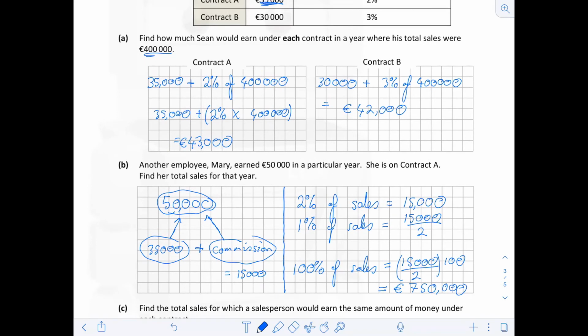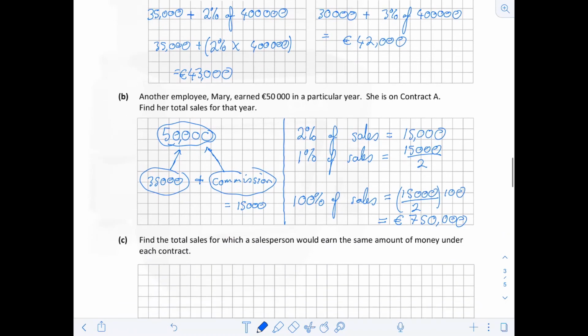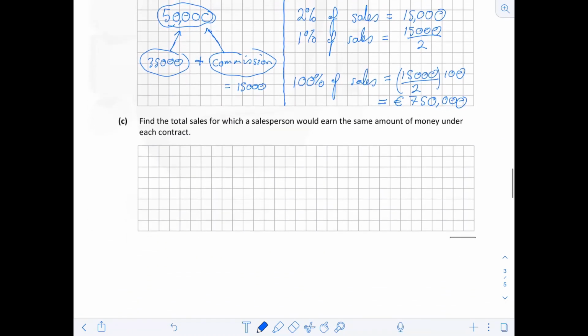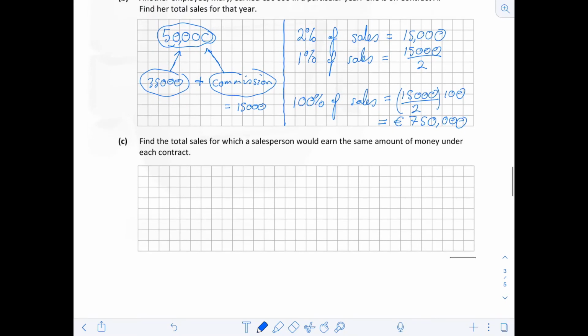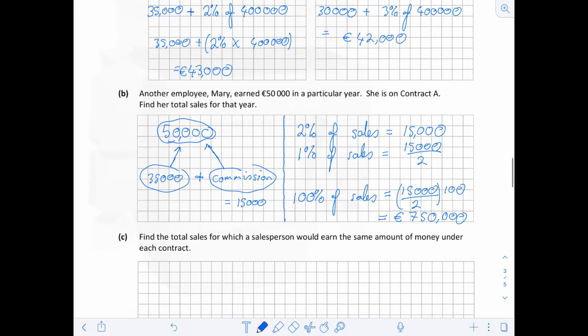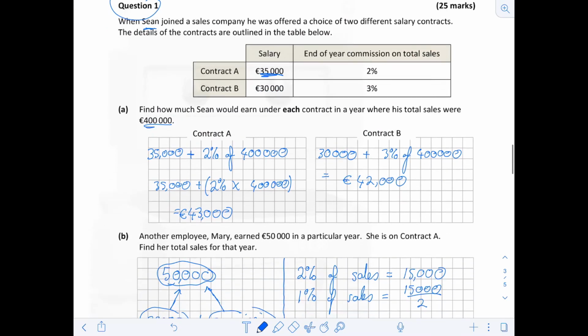Again, this wasn't a system that I knew before I tackled this question. I was just able to use my understanding of percentages to answer these types of questions. So that's why I call these the common sense type of questions. There's no way I can give you a system that you're going to use to answer these. Find the total sales for which a salesperson would earn the same amount of money under each contract. Okay, so that's quite a tough question here.